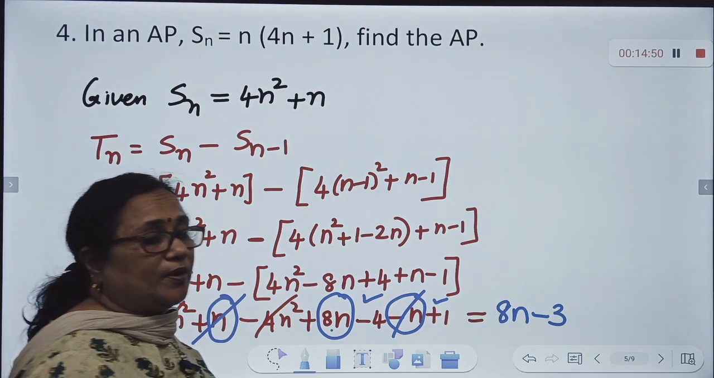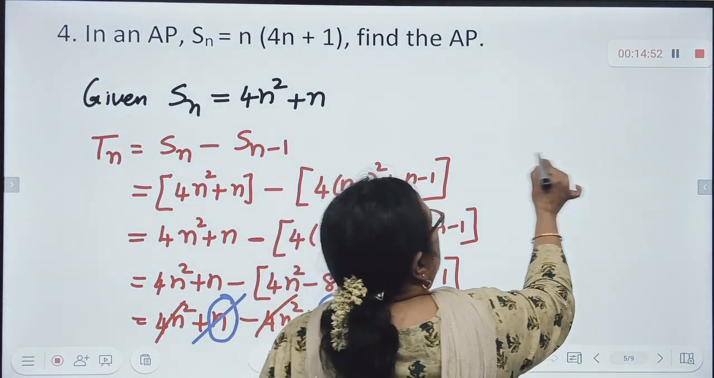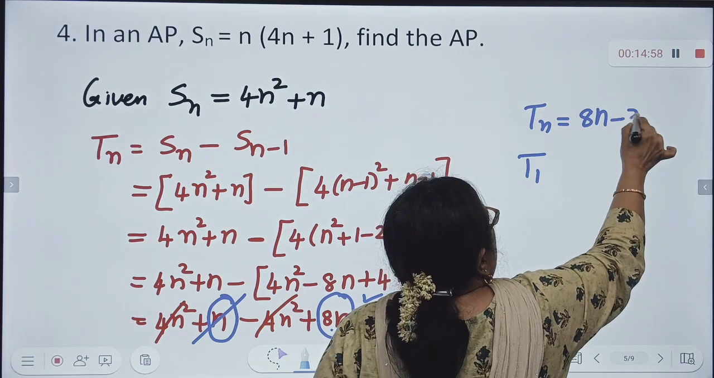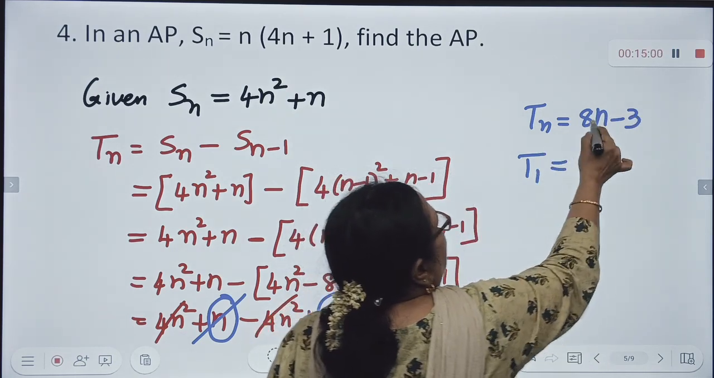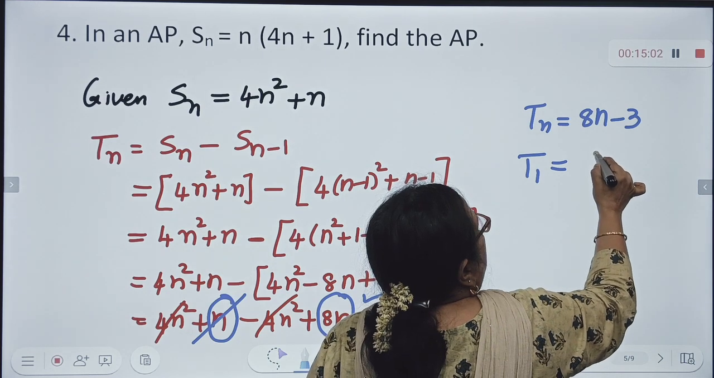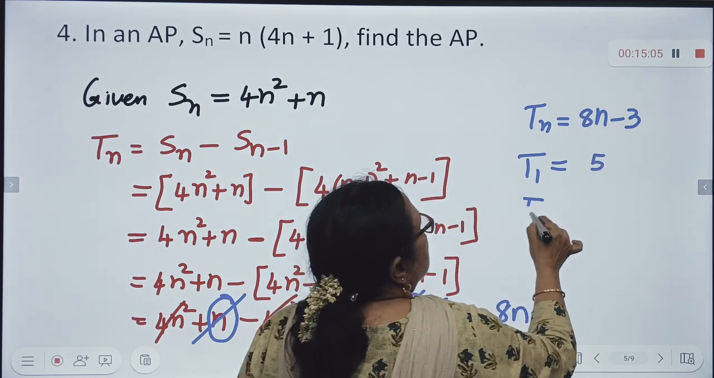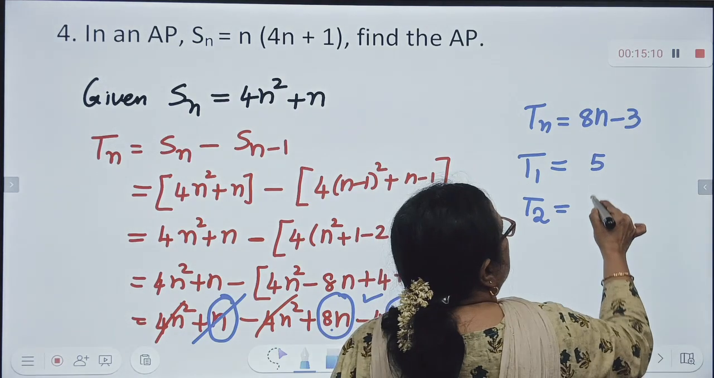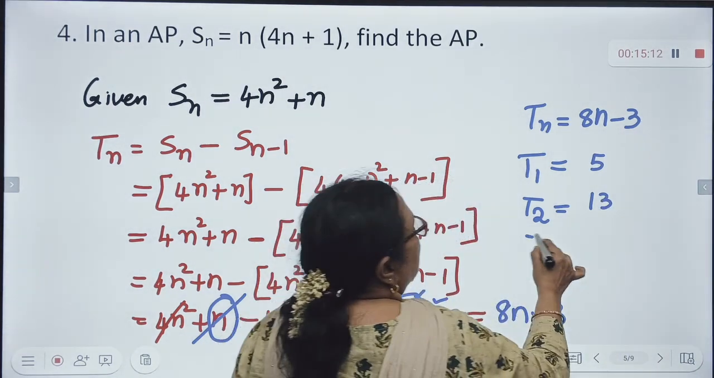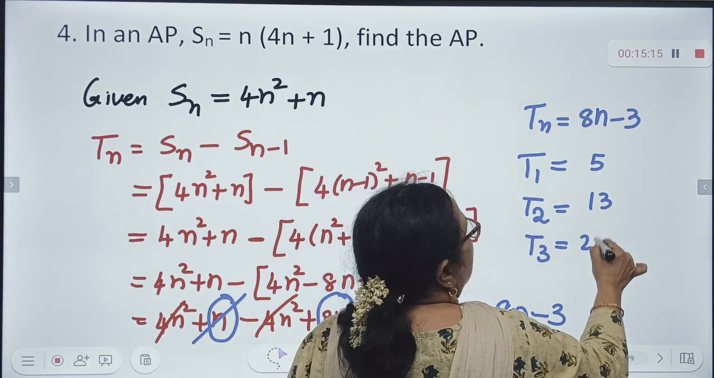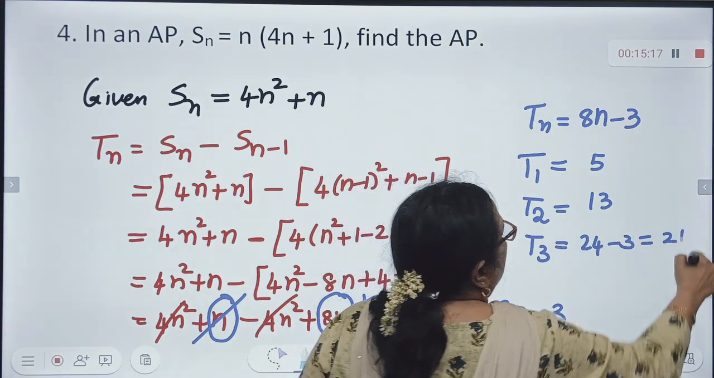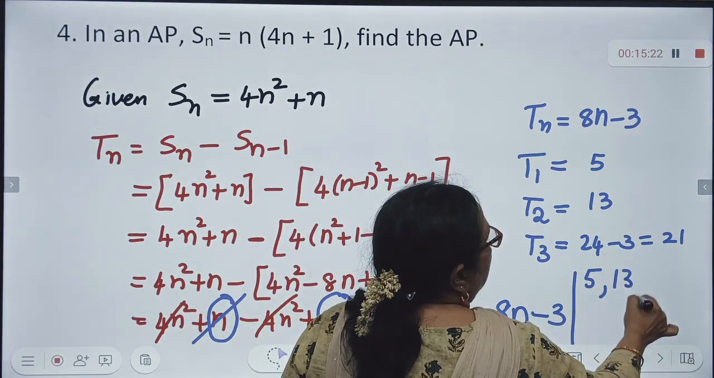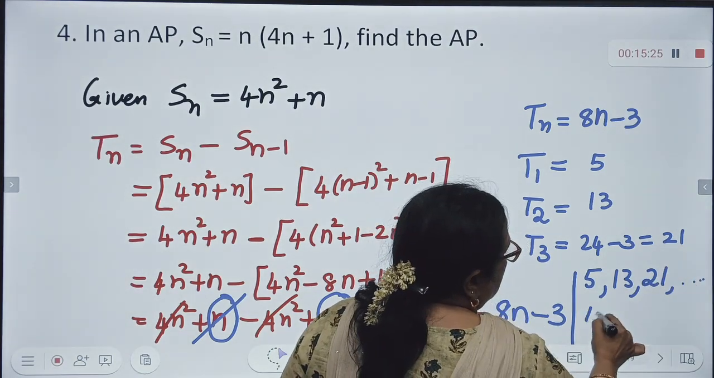So I have to find the arithmetic progression. That means I have to list out all the terms. So what is T1? So Tn is 8n minus 3. What is T1? Put n equal to 1. 8 minus 3, 5. What is T2? Put n equal to 2. So 16 minus 3, which is 13. What is T3? Put n equal to 3. 24 minus 3, which is 21. So the sequence 5, 13, 21, etc. is the AP.